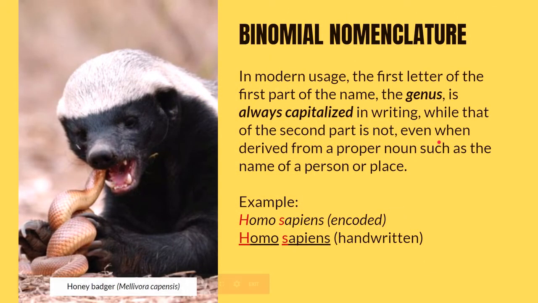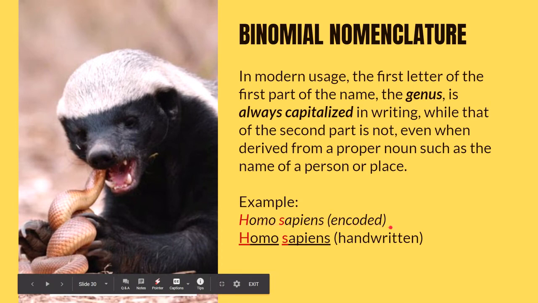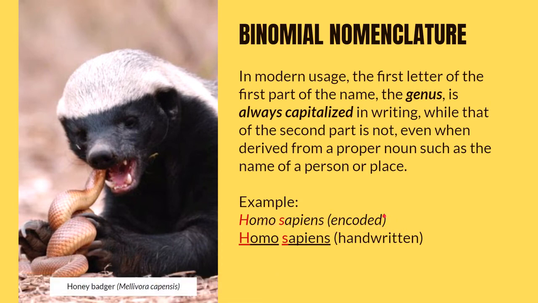So, when you type it with a computer and then print it, or when you encode it using a computer, you start off with a capital letter for the genus name, and the second name is not capitalized. And then it has to be italicized. It's not straight, it's slanted to the side. That's when you have to encode or type.